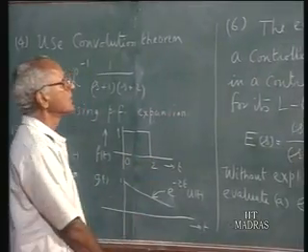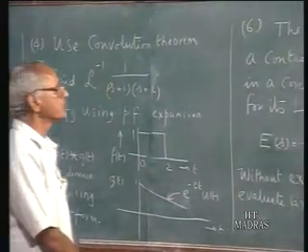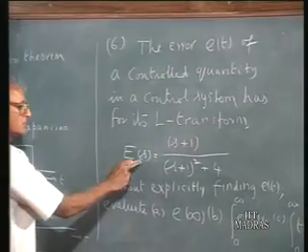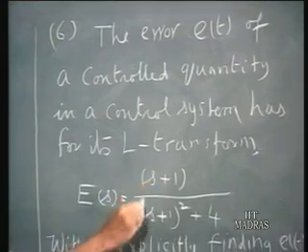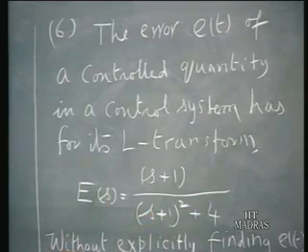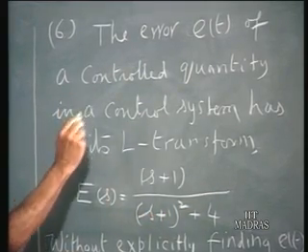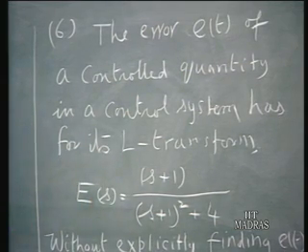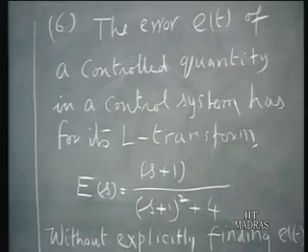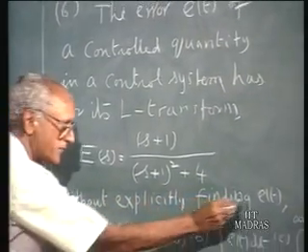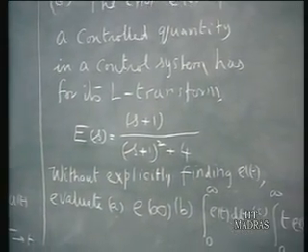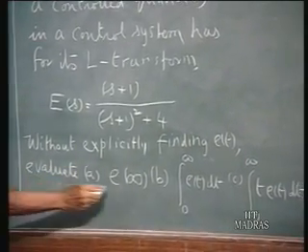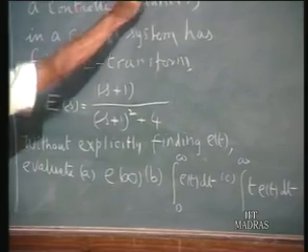Lastly, you have the error e of t of a controlled quantity in a control system, which has for its Laplace transform the expression E of s equals (s plus 1) over ((s plus 1) whole squared plus 4). Without explicitly finding e of t, you don't have to find the inverse Laplace transformation of this to find e of t. Without explicitly doing that, evaluate e infinity, that is the final value of this error.